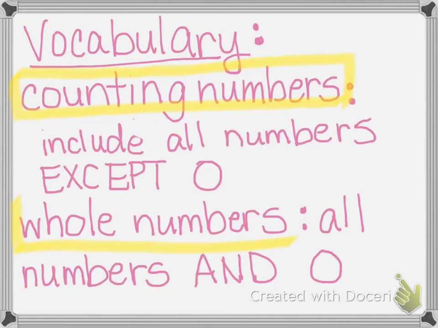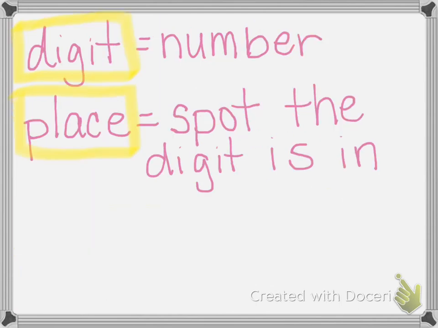Whole numbers is your second. All numbers and 0. So that's what would be included with whole numbers. Okay, a digit is equal to a number. So I just put these on here because you'll hear these words in class. I just want you to be familiar with the term. You don't necessarily have to write it down if you don't want to. But a digit equals a number, and place equals the spot that the digit is in. For example, if it is in the ones place or the tens place.